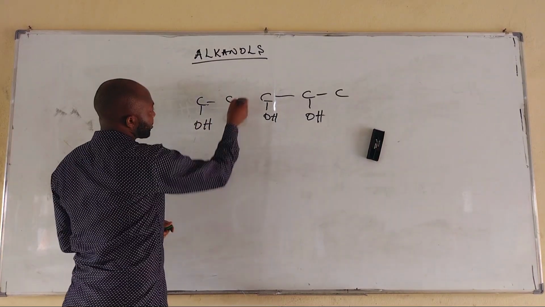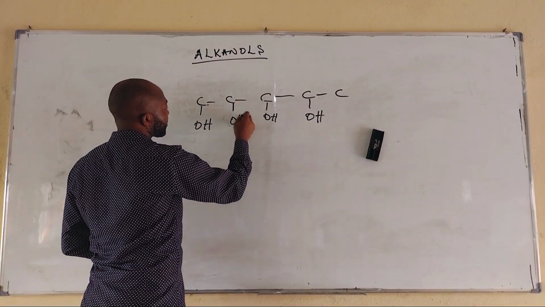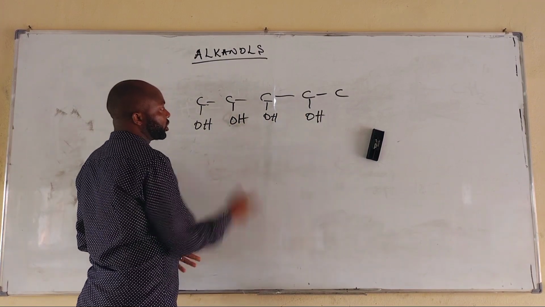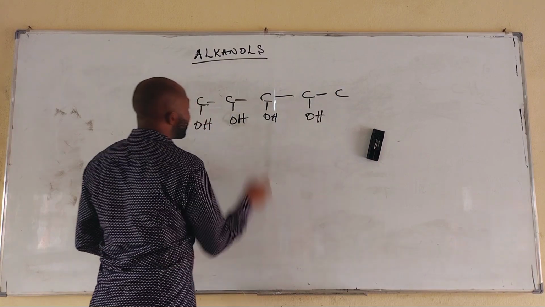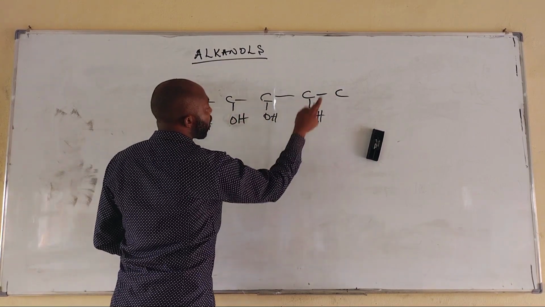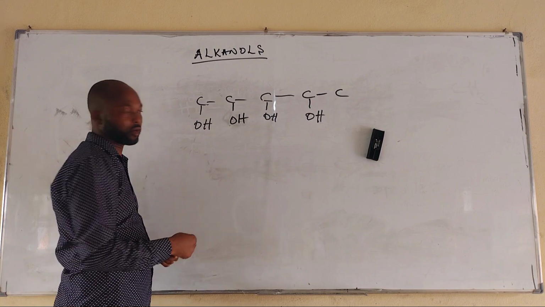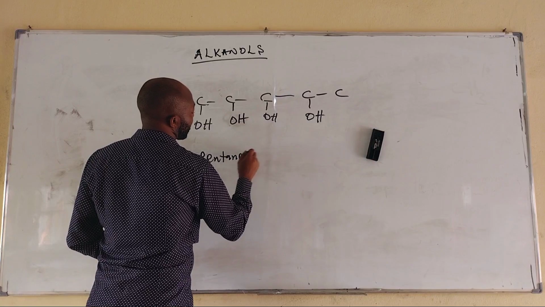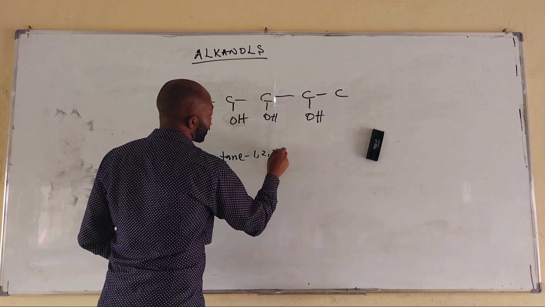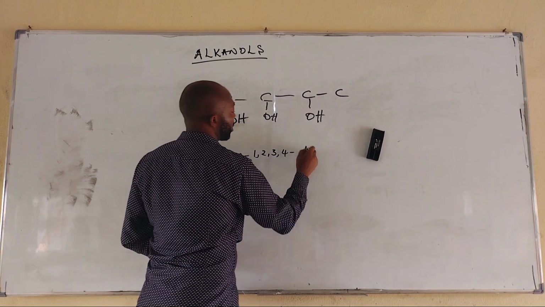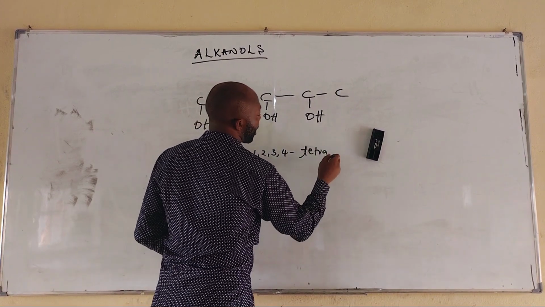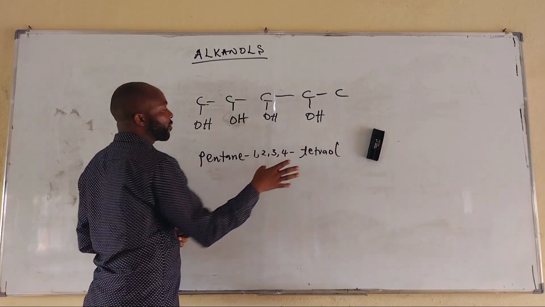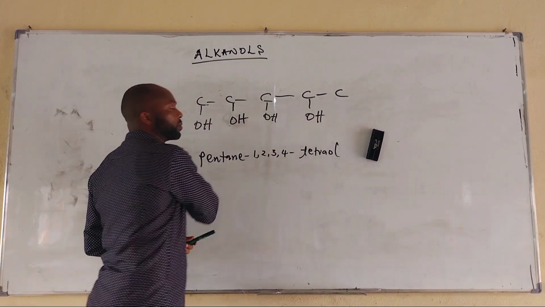All right? So if it is 4 and above, I can easily take this one, put my OH here. This is polyhydric, 1, 2, 3, 4. So this is 1, 2, 3, 4, 5, pentane 1, 2, 3, 4 tetraol. Tetra means 4, there are 4 hydroxy groups.